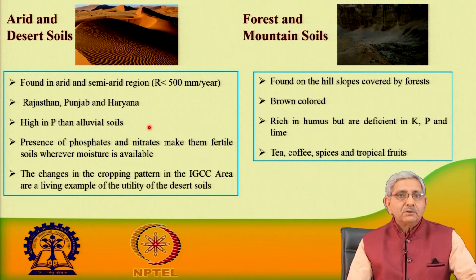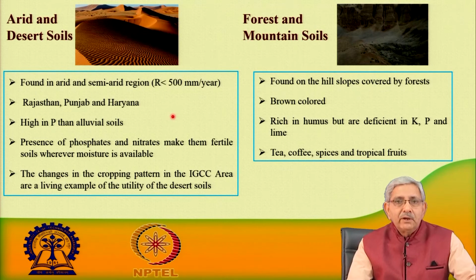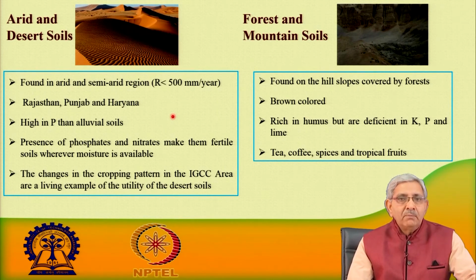Arid and desert soils are found in the arid and semi-arid regions where the annual rainfall is less than 500 millimeter, and a large part of Rajasthan, Punjab, Kandi area, Haryana, you will find that arid regions are available. In the presence of phosphate and nitrates and the availability of soil moisture, means irrigation, such soils become fertile.